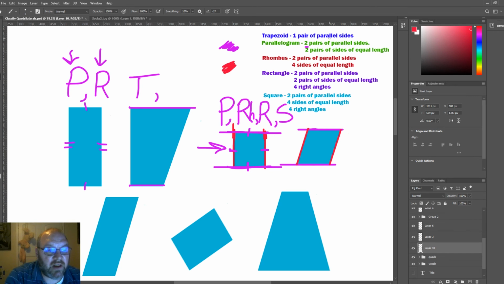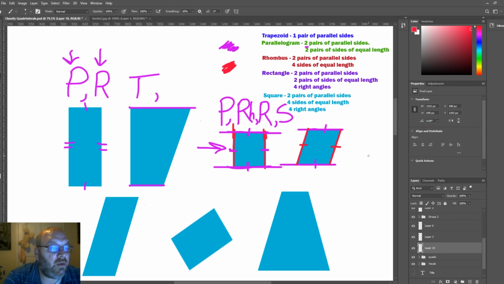A trapezoid, one pair of parallel sides. Okay, tongue twisted now. One pair of parallel sides. No, it's got two. Two pairs of parallel sides. Well, parallelogram, I just told you it's got two. Two pairs of sides of equal length. Let's look at that. I'm going to mark these. Two pairs.